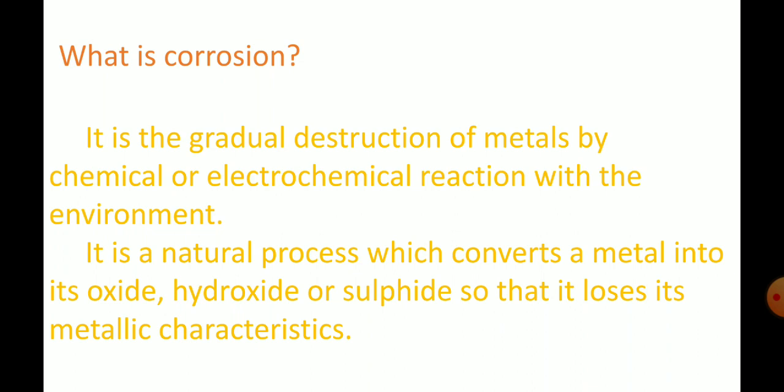As a result of this process, the originally pure metal is converted into its metal oxide, metal hydroxide, or metal sulfides. So as a result of this conversion, the metal loses its originality. It is given that it loses its metallic characteristics. As a result of corrosion, the metal loses its original characteristics. Okay, so this is the definition of corrosion.